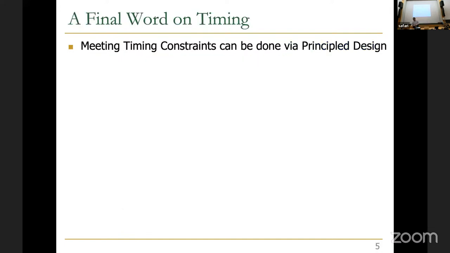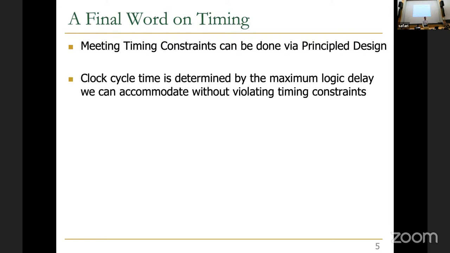Okay, so let me finish with this final word in timing. So basically, you can meet timing constraints via principled design. I'm going to introduce three principles. We're going to see them later on also. But basically, clock cycle time is determined by the maximum logic delay we can accommodate without violating the timing constraints of the components that we're building our circuit out of.